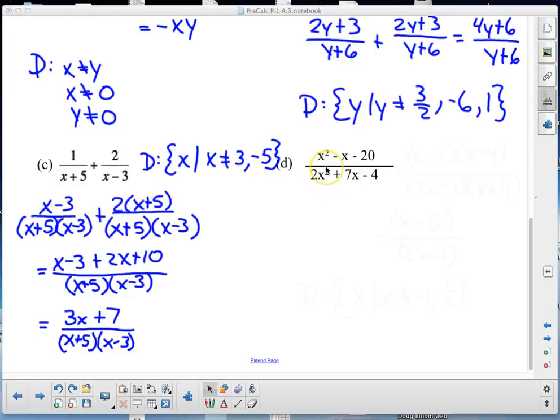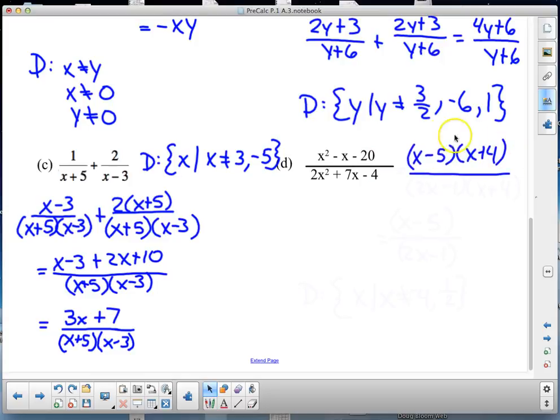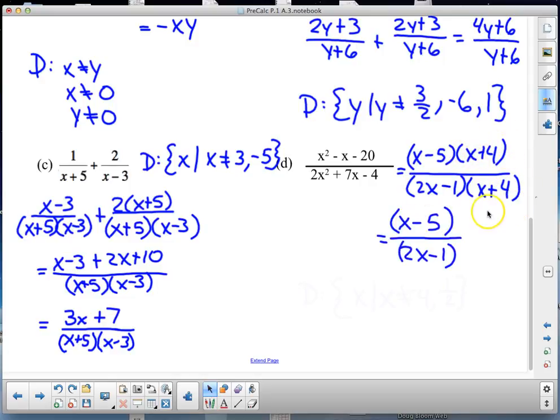Now in 8D here, we have x squared minus x minus 20 divided by 2x squared plus 7x minus 4. We're going to factor the top and factor the bottom. The top is going to factor as x minus 5 times quantity x plus 4. And then on the bottom, we're looking for a like factor, and it's going to be 2x minus 1 times the quantity x plus 4. So when we're doing this, x plus 4 and x plus 4 are going to knock each other out. So because they were 1, then you divide out. And x minus 5 divided by 2x minus 1.